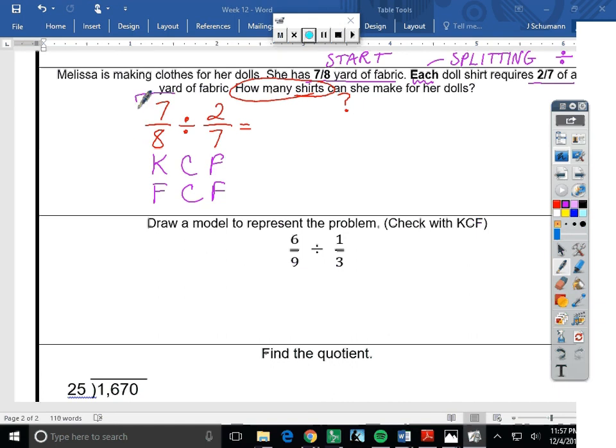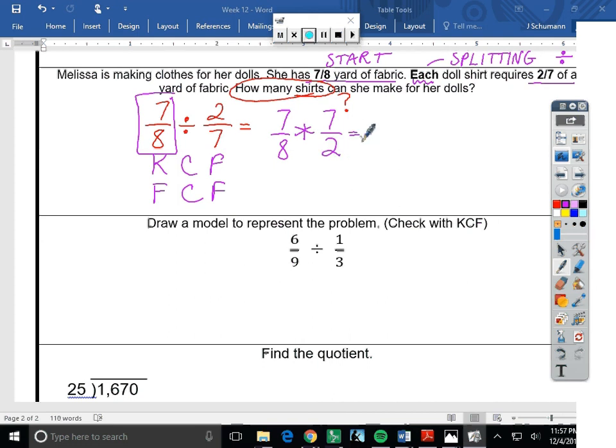For the first fraction, I have to keep it the way it looks, so that 7/8 stays the same. Next it says change. So change from division to its opposite or inverse, which is multiplication. And the last thing says flip, which is really where that reciprocal comes in. The reciprocal of 2/7 is 7/2.